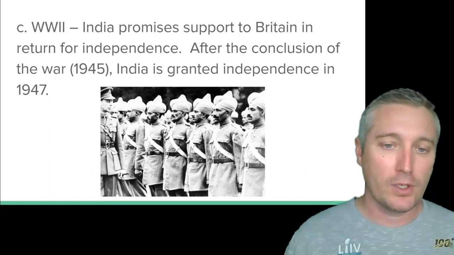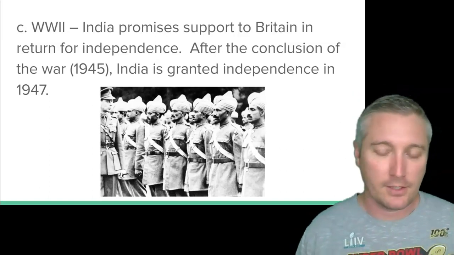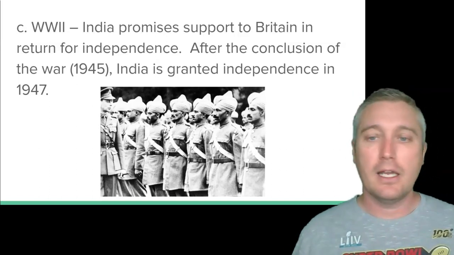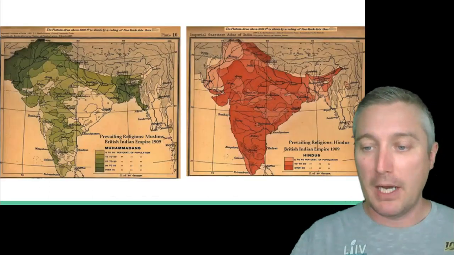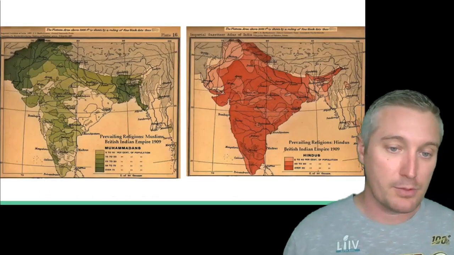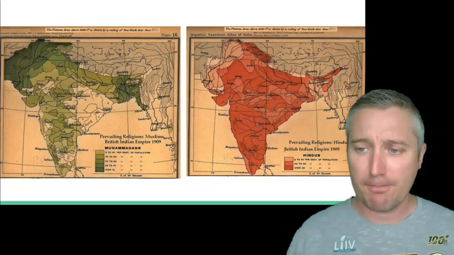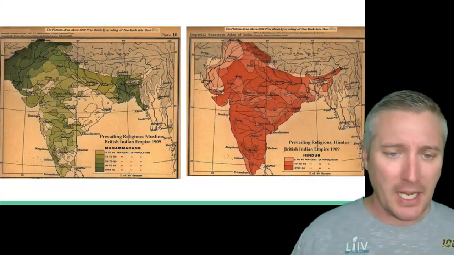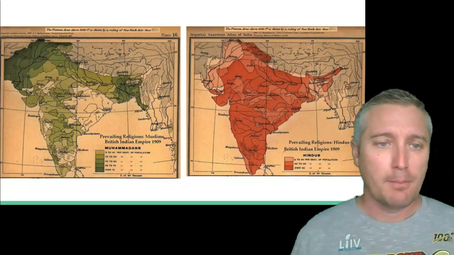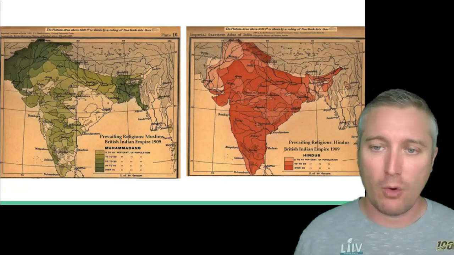In 1947, India gets their independence. The British leave. India is finally on their own. But sadly, this is where many of the problems begin. I want to point out this map to you guys, and this is from 1909. It's a bit dated, but I love this map in terms of what it's showing.